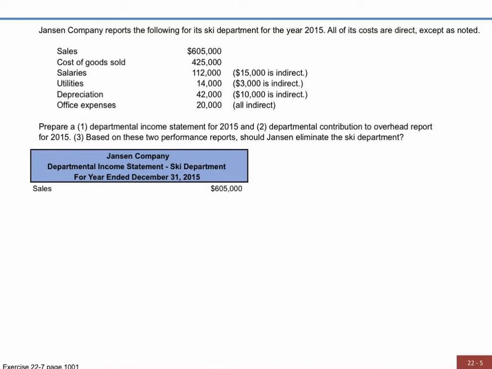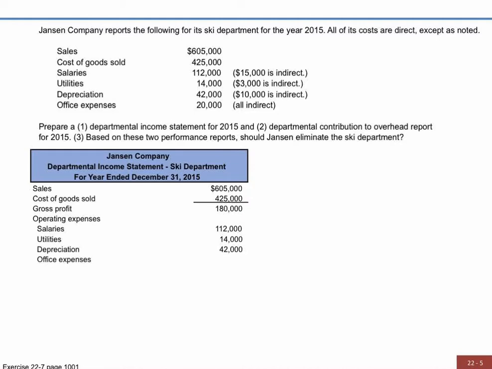So we'll have sales of $605,000, cost of goods sold of $425,000, and that's going to yield a gross profit of $180,000. Once we include the operating costs, we're going to have salaries of $112,000, utilities of $14,000, depreciation of $42,000, office expenses of $20,000. So we're going to include all direct or indirect expenses on our departmental income statement, which would yield $188,000 for the operating expenses. So that's going to imply a loss that the department's running of $8,000.